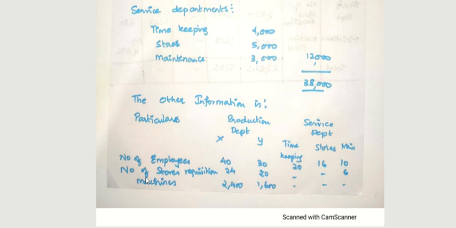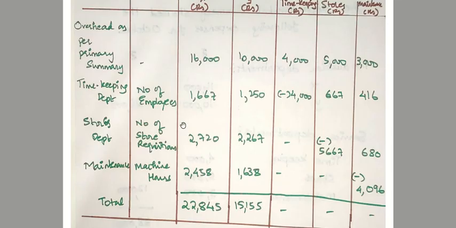So next, the number of stores requisitions will be apportioned for the stores department. Hence it is the second step, the stores department, which is apportioned to 3 different departments, and last is your maintenance department, which is apportioned only to 2 departments. So step by step we are going. Timekeeping department now, based on number of employees.